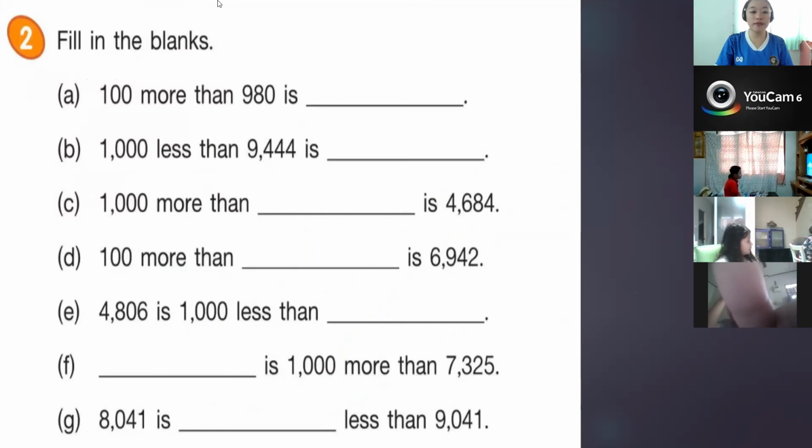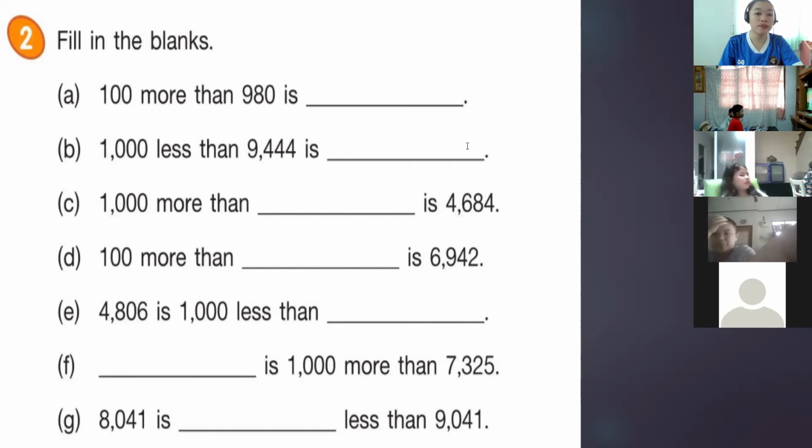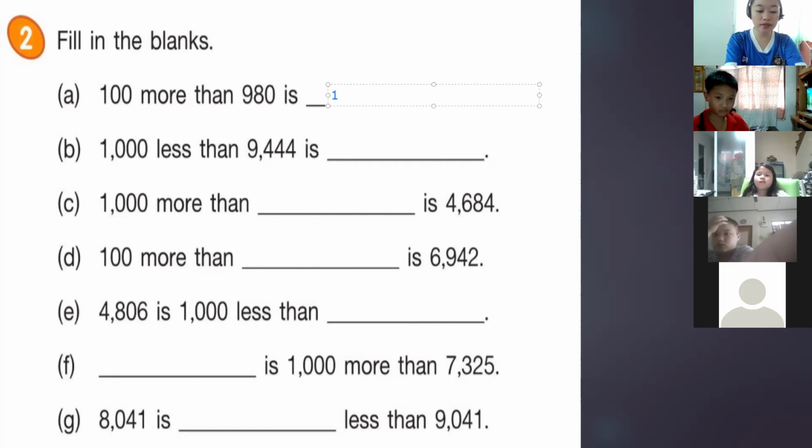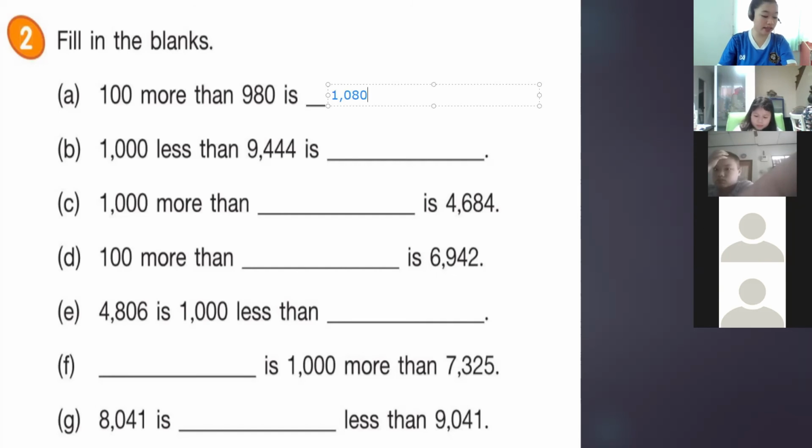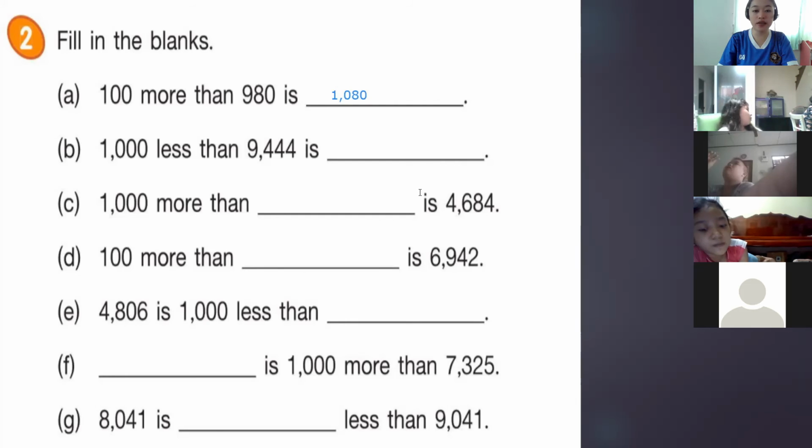Okay, we have 100 more than 980 is blank. So you're going to add 100 to 980. So what would be the answer? It is 1,080. The answer for letter A is 1,080. You just add 100 to 980. Okay, so the answer is 1,080.